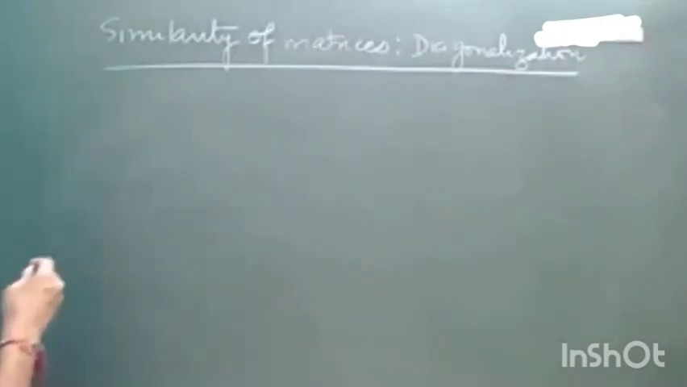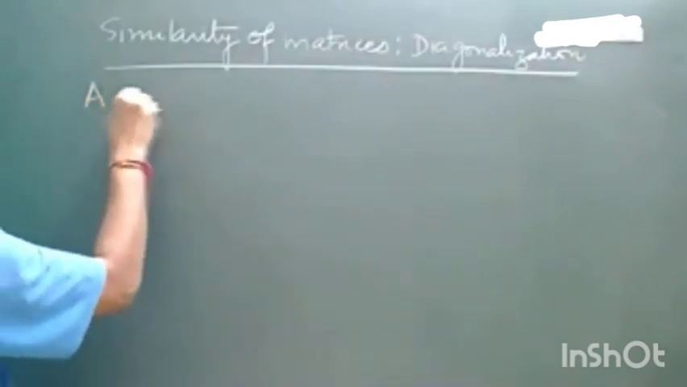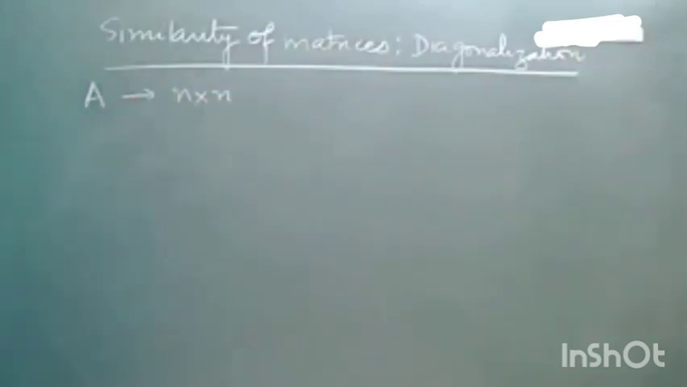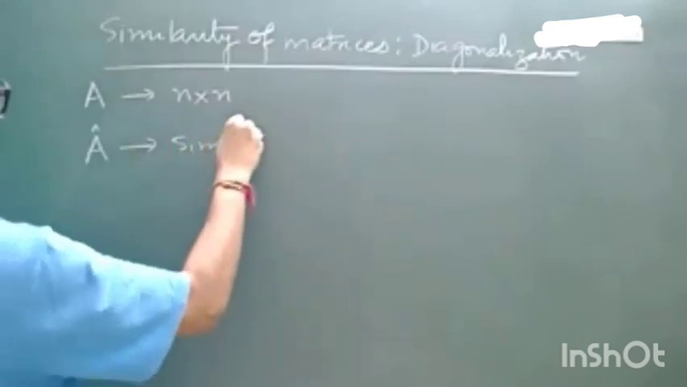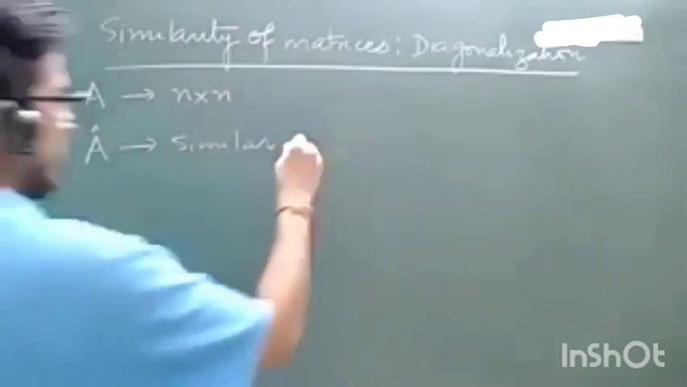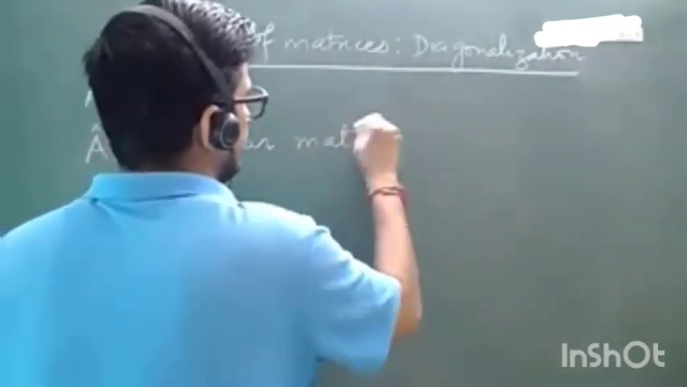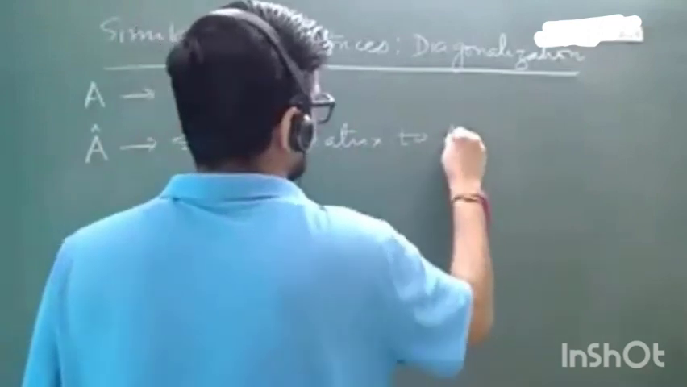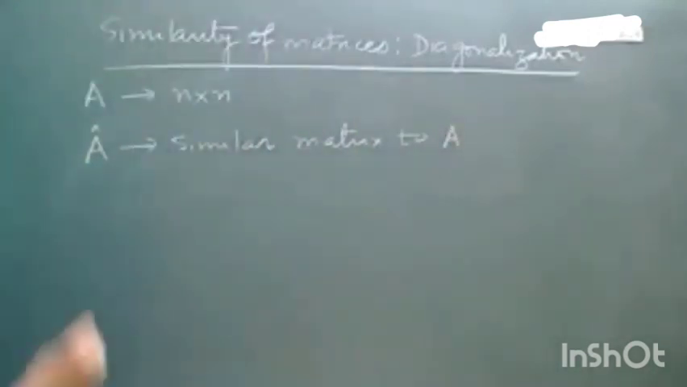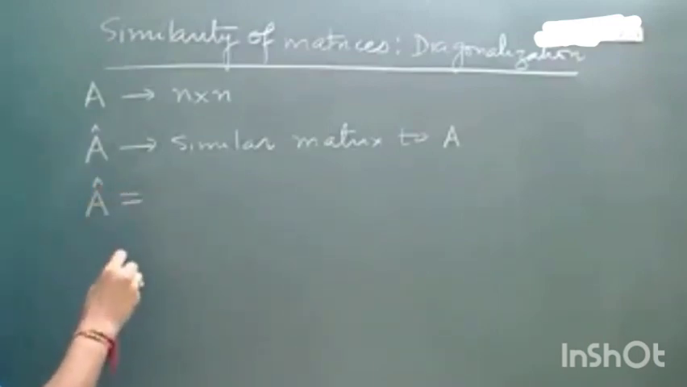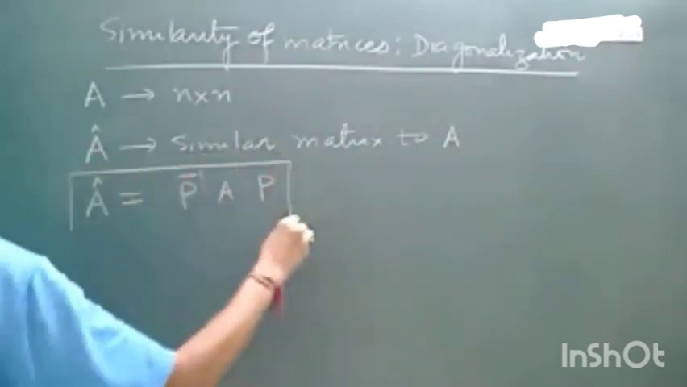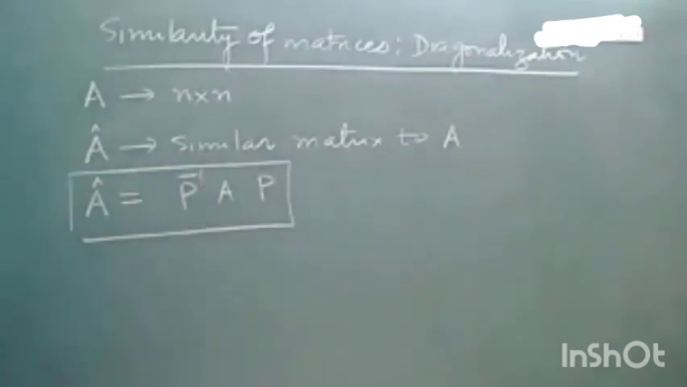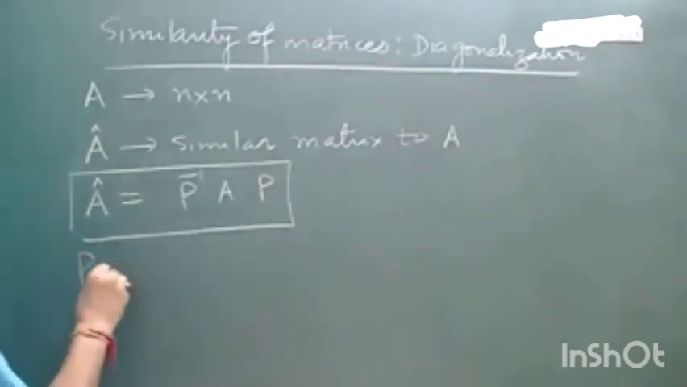So how do we define a similarity transformation? Consider we have a matrix A, which is n cross n, a square matrix, and A cap is the similar matrix to A. The similar matrix is defined as P inverse A P. This is the definition of A cap, and P is the matrix which should be non-singular.